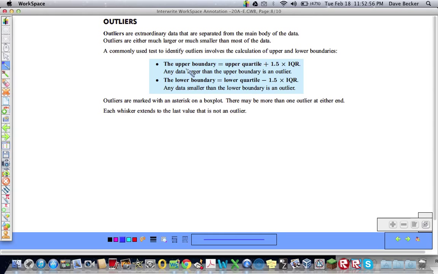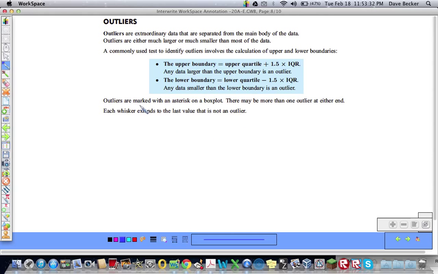Outliers are data that are extraordinary and are separated from the main body of the data. How do we know if we have an outlier? Well, this is a common way to identify outliers. The upper boundary equals the upper quartile plus 1.5 times the interquartile range. And any data greater than the upper boundary is an outlier. And the lower boundary is equal to the lower quartile minus 1.5 times the interquartile range.